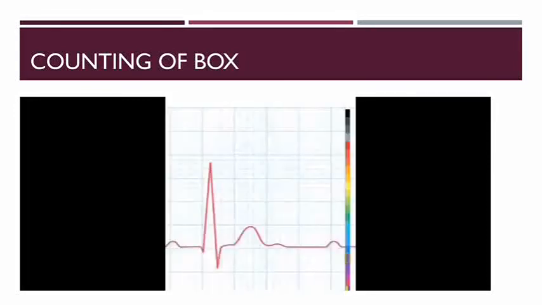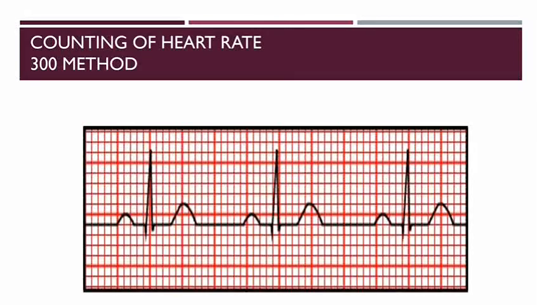So this is about the counting of boxes covered by each component. And then the various methods of heart rate calculation via ECG strips. The first method is the 300 method. In that, count the number of large boxes between two successive R waves and divide 300 by this number to obtain the heart rate. So let's do it practically. Here the ECG strip includes 4 large boxes. So when we put this number in our formula, we get the answer of 75. So this ECG shows a heart rate of about 75.